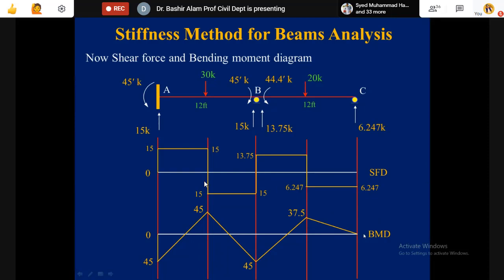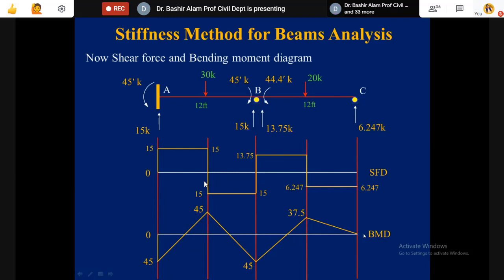Now with this we complete problem number 1, where you saw how we declare the kinematic indeterminacy of the problem, how we chose our redundant joint displacements, how we make the AD matrix, then how we calculate this ADL matrix when we put this restrained structure under the actual load, and the corresponding member end actions.